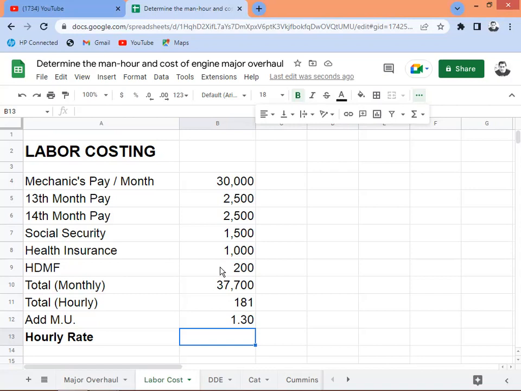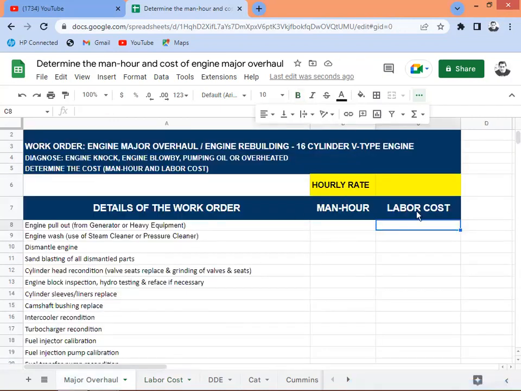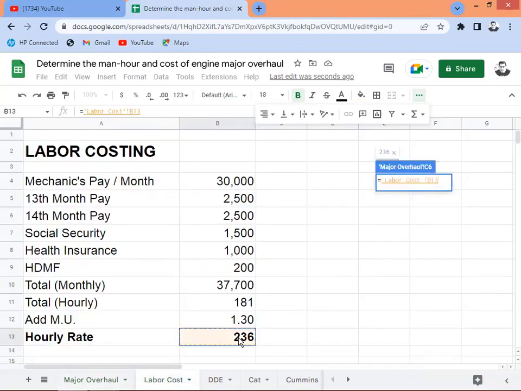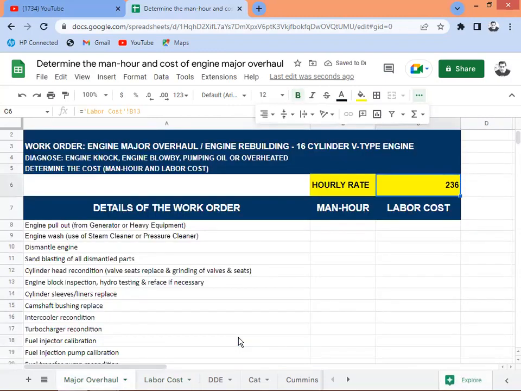Our hourly rate should be around how much? We're gonna multiply this because we're adding markup or gross margins. Multiply by 30%, that would be 236. Okay, now we're going to the major overhaul sheet. So we're gonna put it here. Hourly rate should be coming from this one, 236.